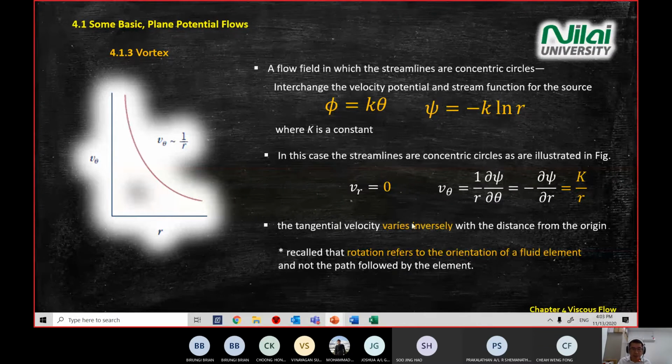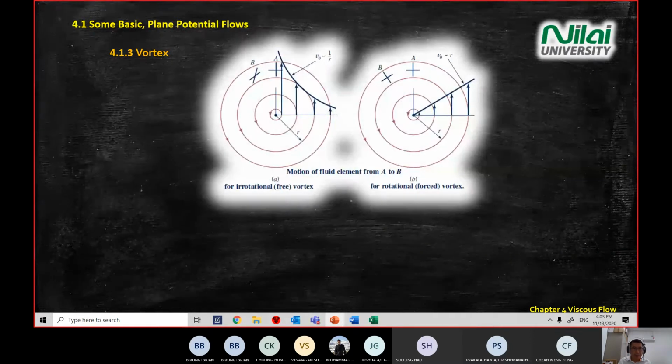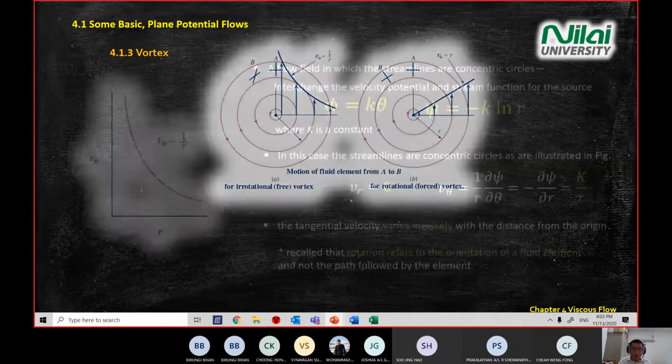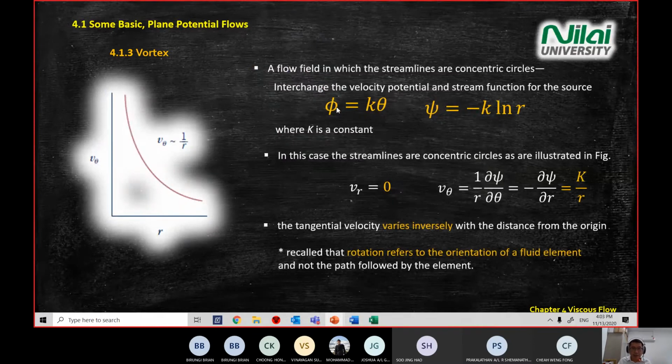So this is just a statement to say the relationship between v theta and r. Now just now it's just an equation for vortex, your velocity potential, and the streamline function.